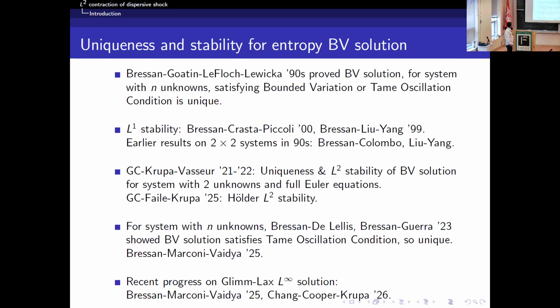And this now works for 2x2 systems and the full Euler equation. Recently, in joint work with Cooper, Phil, and Sam Krupa, we can show the L2 stability is in fact Hölder, and on one page you will see Hölder is the best you can expect. You're not going to be able to get Lipschitz stability in L1, because nature doesn't give you that. Also, yes, we do have some kind of contraction, which is much stronger than simply the stability in the L2 sense.